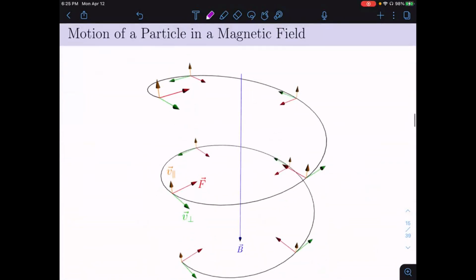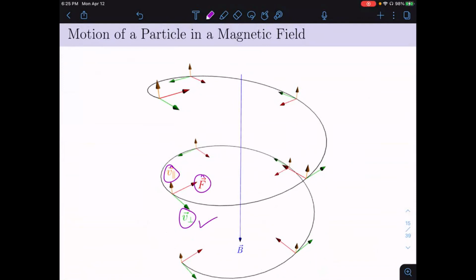Yep. So here we've got just the illustration of what that helix would look like. Again, that force is still going in the centripetal direction, straight to the center of the circle. But notice I have two components of velocity: a perpendicular one like I expect, and the parallel component of velocity is unchanged.